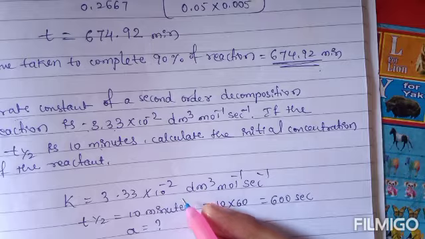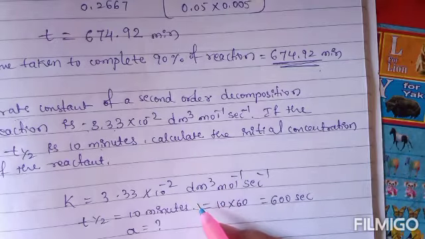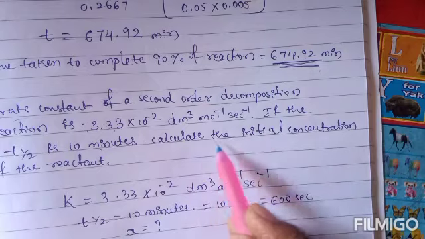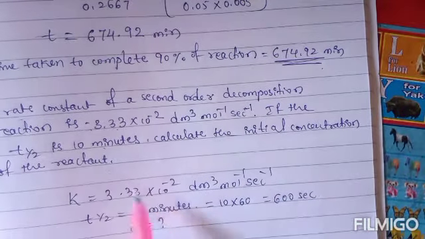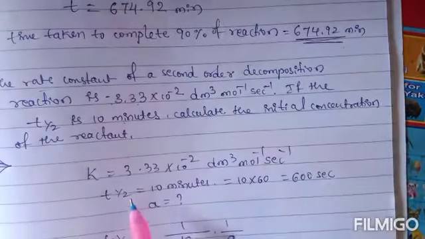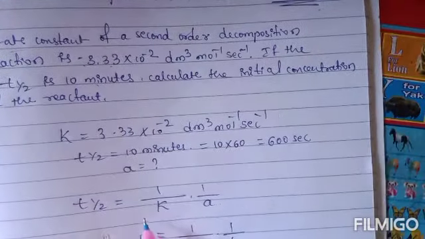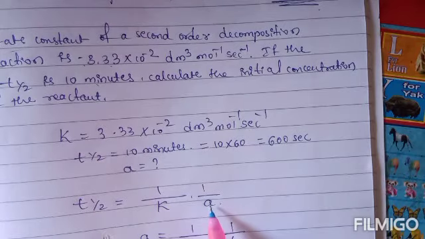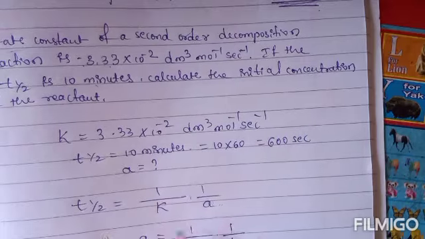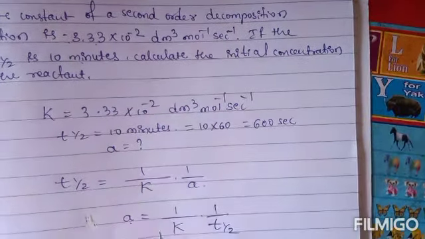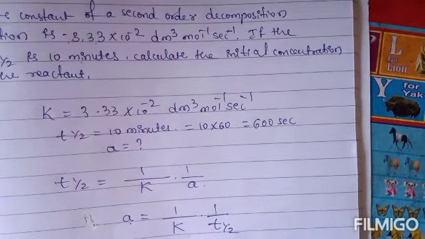So 10 minutes is converted into seconds: 10 into 60, 600 seconds. So calculate the initial concentration of the reactant. A we have to calculate in this problem. The formula of the half-life period is T half is equal to 1 divided by K into 1 divided by A. Since the initial concentration is what we have to calculate, we take A outside. So A is equal to 1 divided by K into 1 divided by T half.